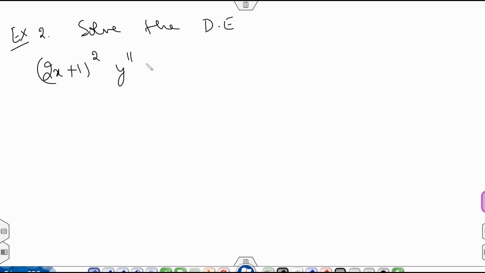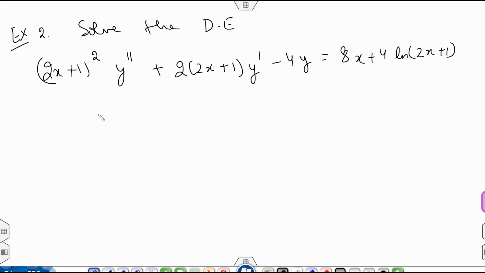So example second, this is again of the Euler-Cauchy form. Solve the differential equation (2x+1) to the power 2 y double dash plus 2(2x+1) y dash minus 4y is equal to 8x plus 4 ln(2x+1), by the method of undetermined coefficients. This you have done in the previous lecture, this method of undetermined coefficients.